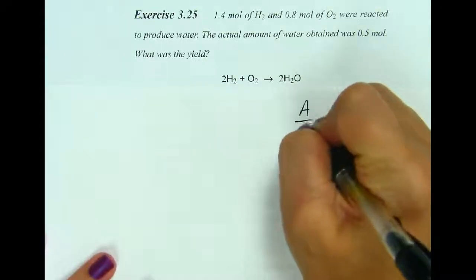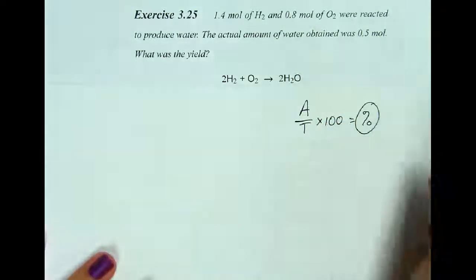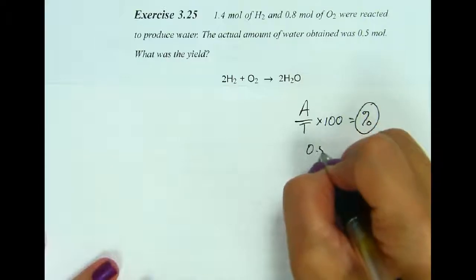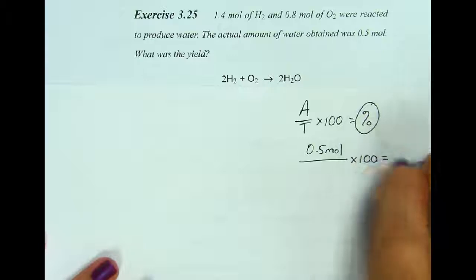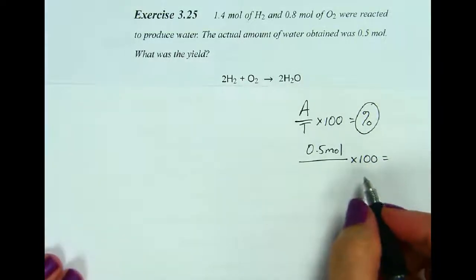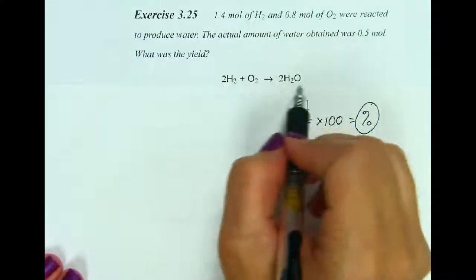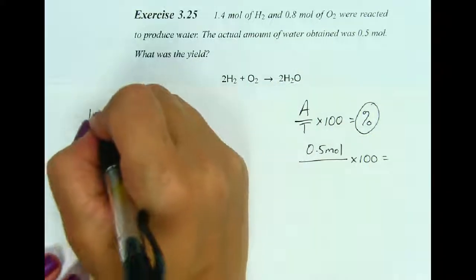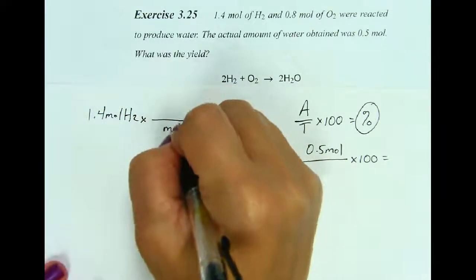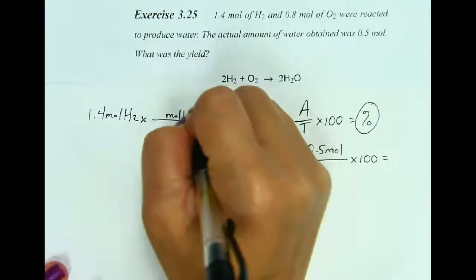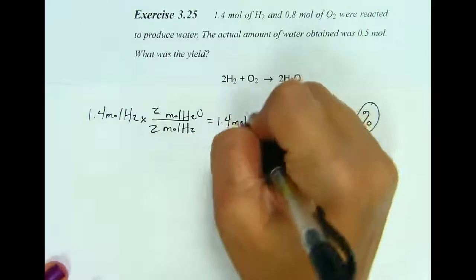So actual over theoretical times 100 will give me the percentage, which is what I'm trying to find. We know that the actual is 0.5 moles, but we need to know what is the theoretical in order to solve this problem. And to get the theoretical, we're going to have to stoich from both of these to the product in order to figure out what's the actual theoretical yield. So 1.4 moles of hydrogen, and we'll do moles of hydrogen to moles of water, and that's going to be a 2-to-2 ratio, means I yield 1.4 moles of water.